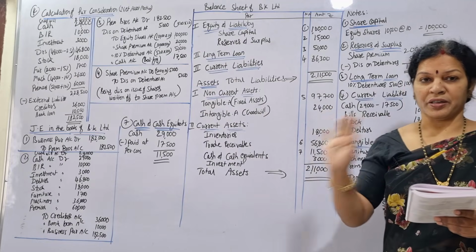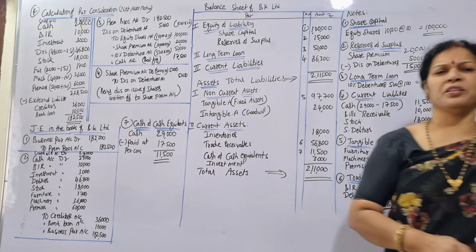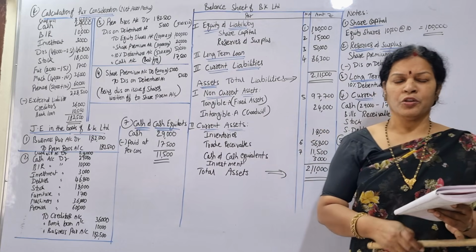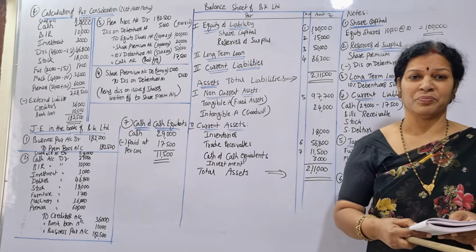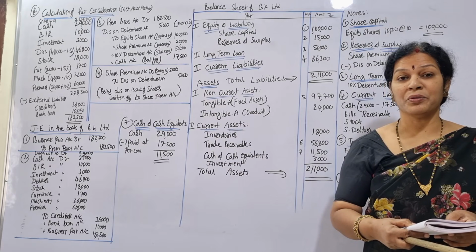Problem already I have done. I'll explain it because it will take very lengthy and lots of time for working out and showing you. So first of all, purchase consideration is not given in this problem. Purchase consideration we have to find out. How to find out?